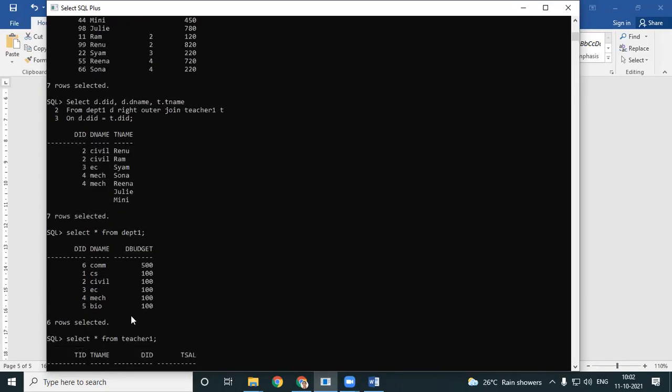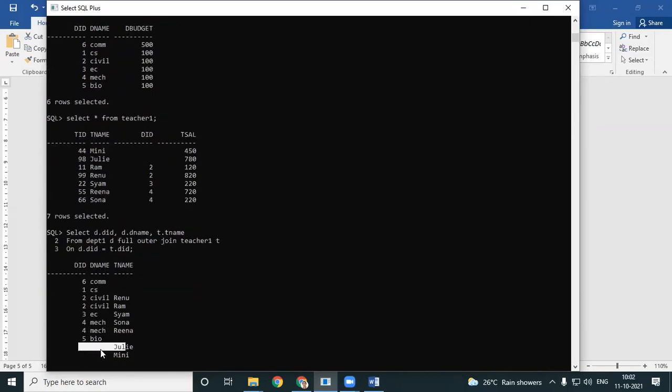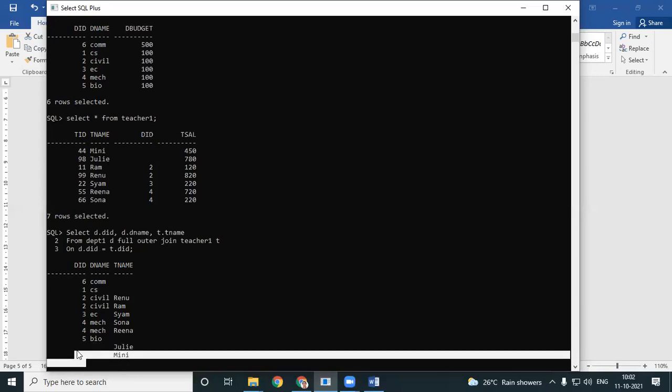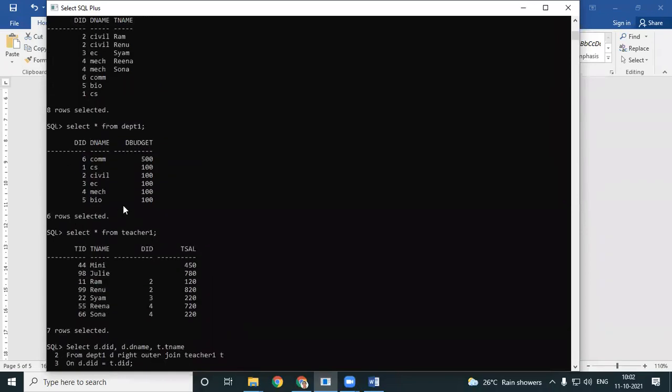Okay, if you look into my right outer join, look at the right outer join. Julie Mini, they have a null entry that came. Julie Mini, that did come. Plus, look into my left outer join. Where is my left outer join?